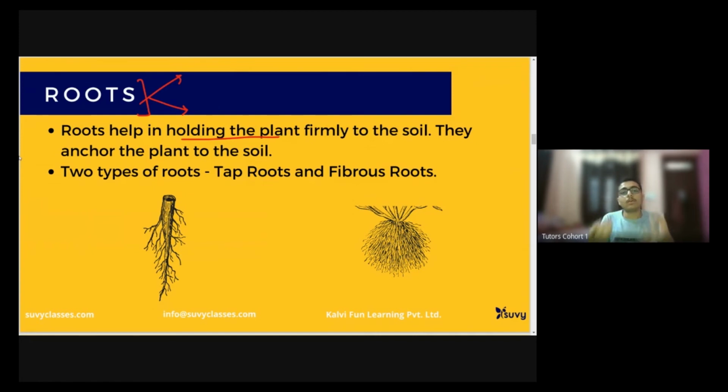For example, if there were no roots, and I talk about a coconut tree, which is very big, and there is nothing below the ground to support the tree, then if heavy winds blow, this thin and long tree will someday fall down like this. That's the function of roots. It helps in holding the plant in position.